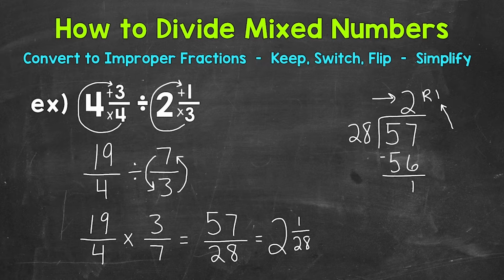Once we get to our mixed number, we can check to see if we can simplify the fractional part. 1/28 is in simplest form. The only common factor between 1 and 28 is 1, so we are done. 2 and 1/28. So there's how to divide a mixed number by a mixed number. Let's move on to dividing a mixed number by a whole number.